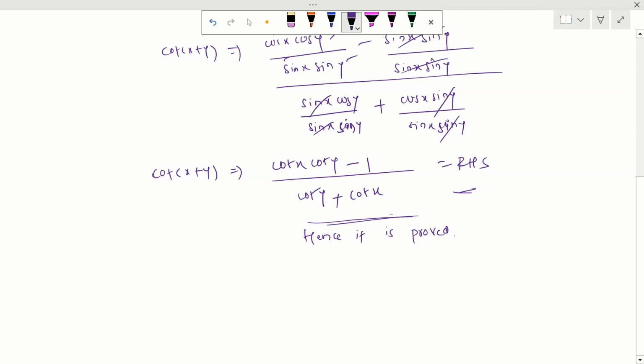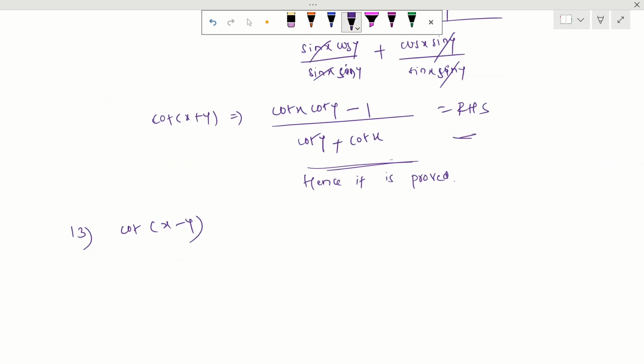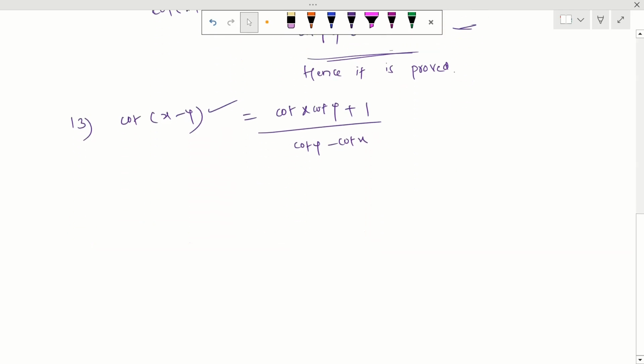Okay. Now we come to the derivation of cot of x minus y. We have derived the previous identity, cot of x plus y, and we have to derive here cot of x minus y. Cot of x minus y we have to prove as cot x cot y plus 1 divided by cot y minus cot x. Okay, this one we need to prove.